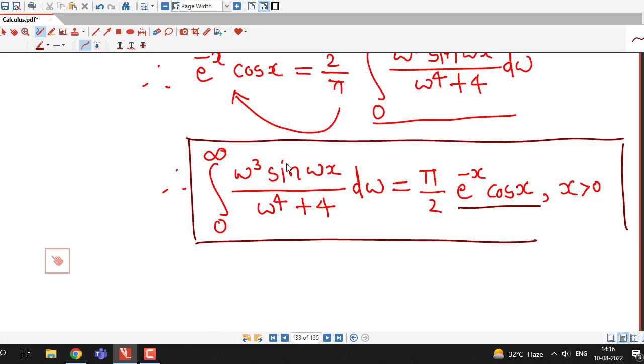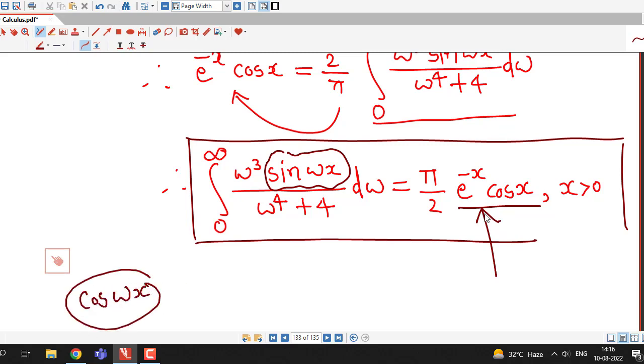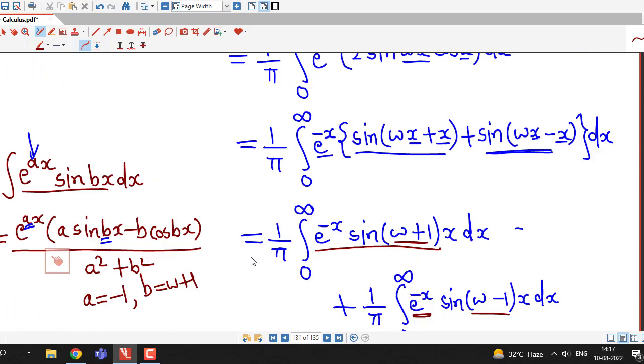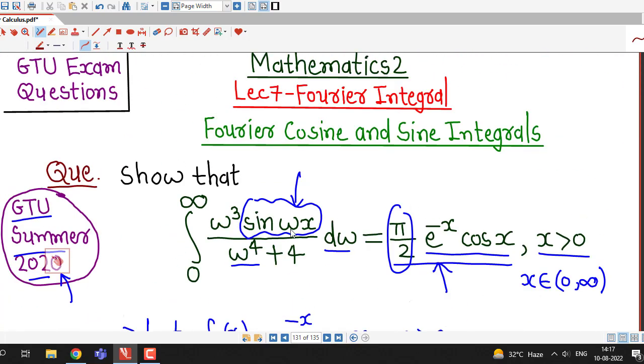So you have to decide from the improper integral that if our improper integral contains sine omega x, we will consider Fourier sine integral of right hand side. If our integral contains only cos omega x, we will consider Fourier cosine integral of right hand side, and if our integral contains cos omega x as well as sine omega x, we will use Fourier integral. And here we can easily prove that value of this improper integral is given by pi by 2 times e raised to minus x cos x for all x which are positive, or for every x in the interval 0 to infinity.